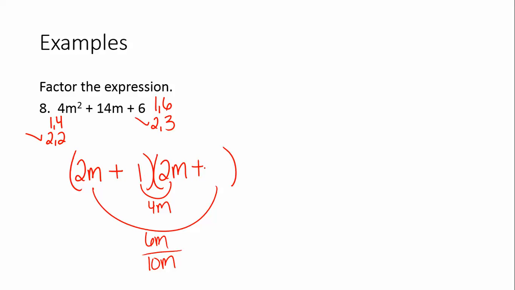Let's try the 1 and the 6. So now we get 2m and 12m, and when we add those together, that is 14m, and it is positive. So 2m plus 1 times 2m plus 6.